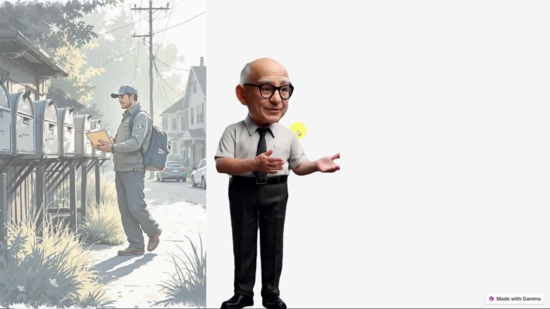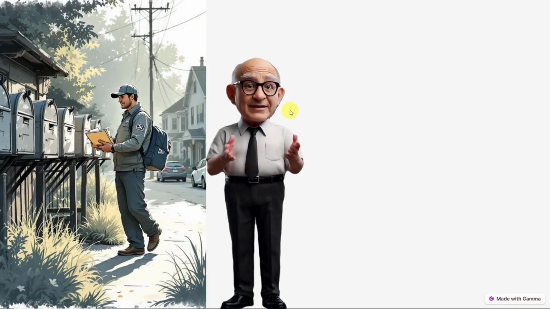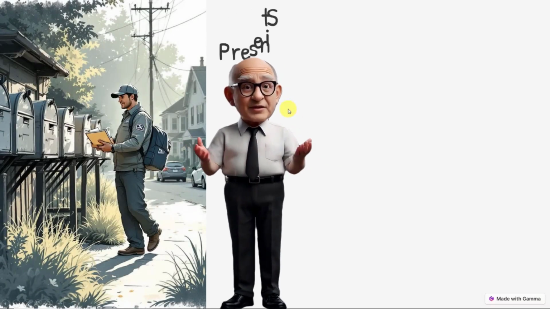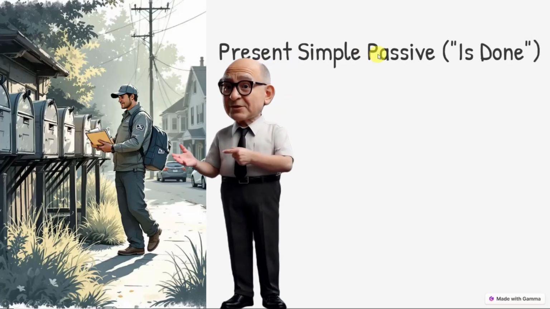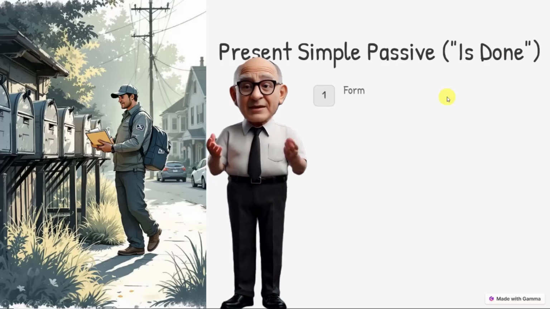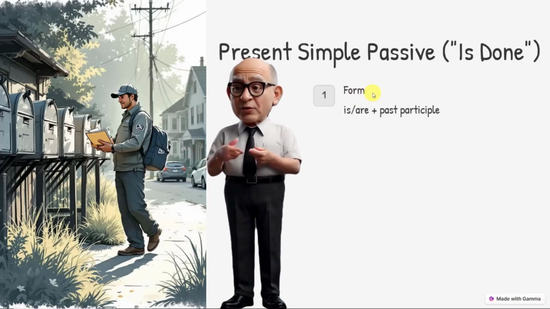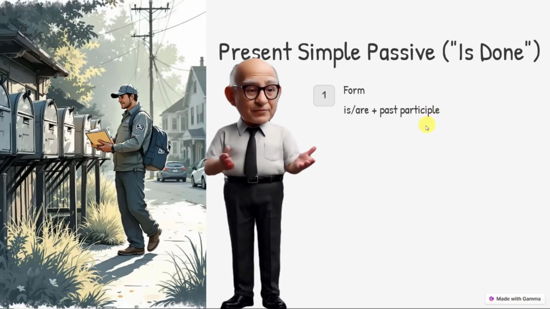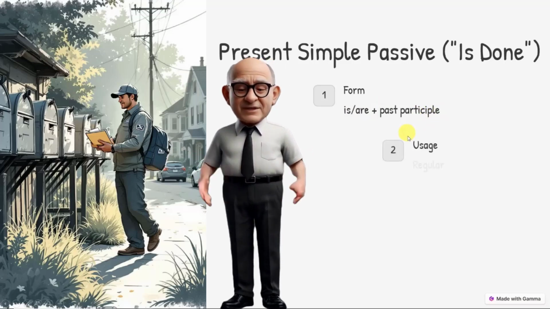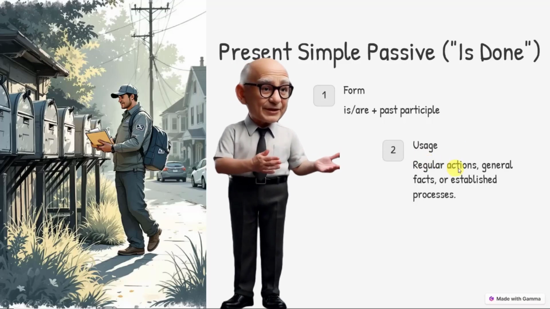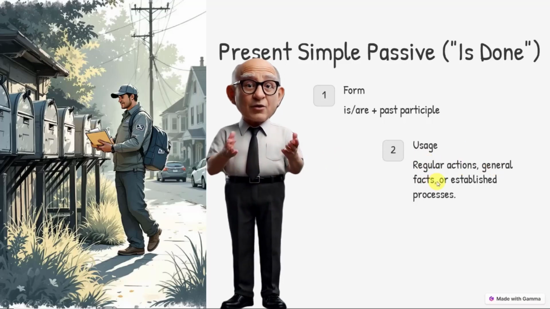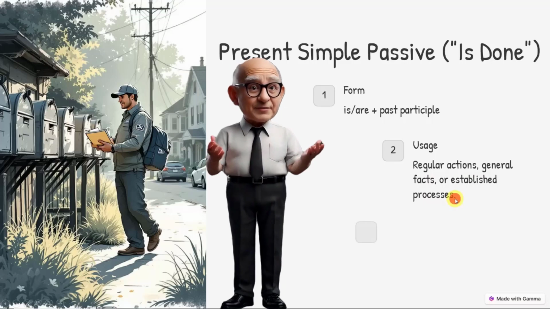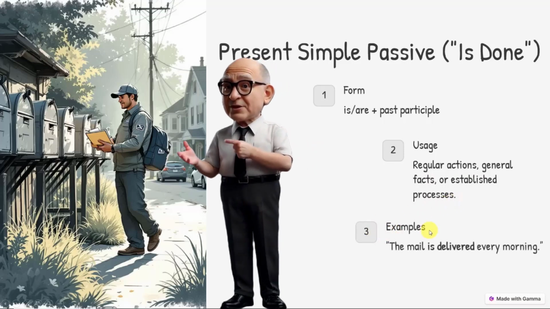Okay, let's continue. Wow, the postman is busy delivering letters or mail, huh? Let's have a look. Present simple passive: is done. First, the form: is/are plus the past participle. Secondly, usage: regular actions, general facts, or established processes. And then, of course, examples.